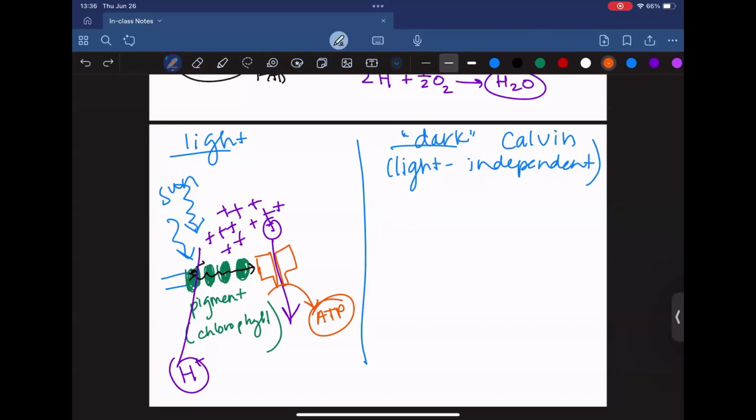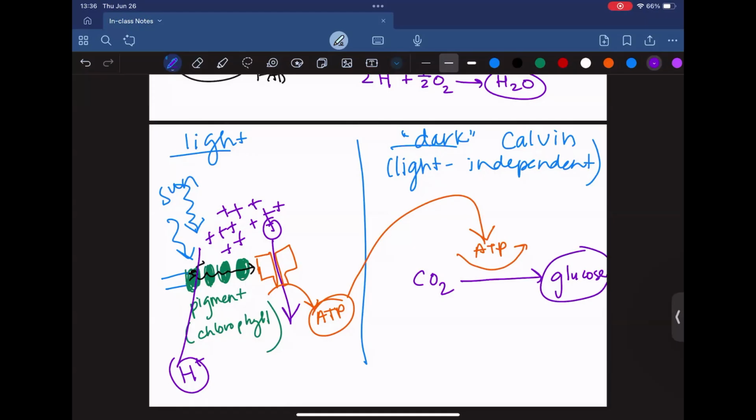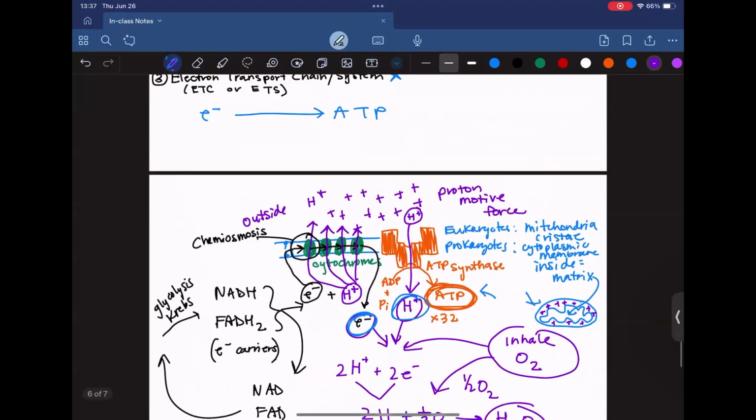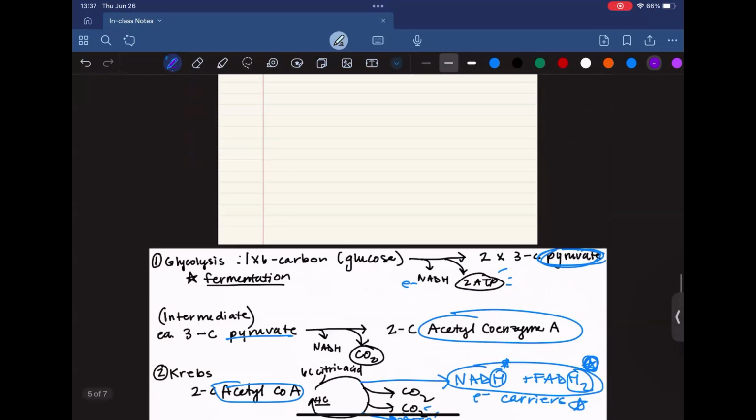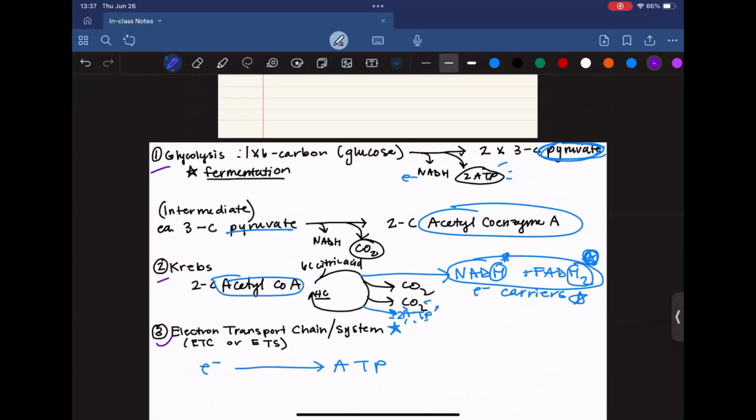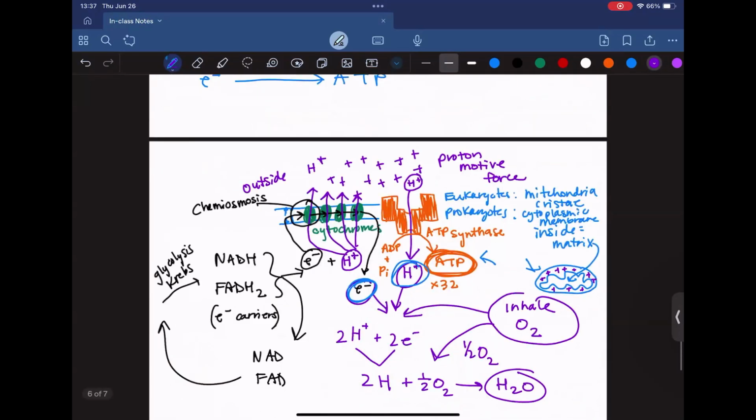Let me redraw that. To drive going from CO2 to, y'all, glucose. What do you think they do with the glucose? I hate to break it to you. They do all this. They make glucose from light.